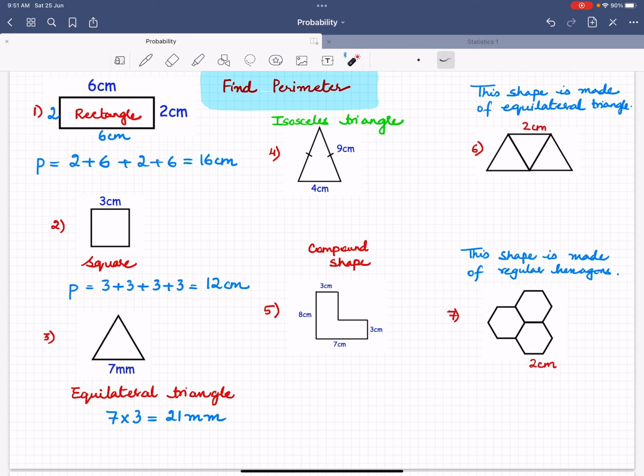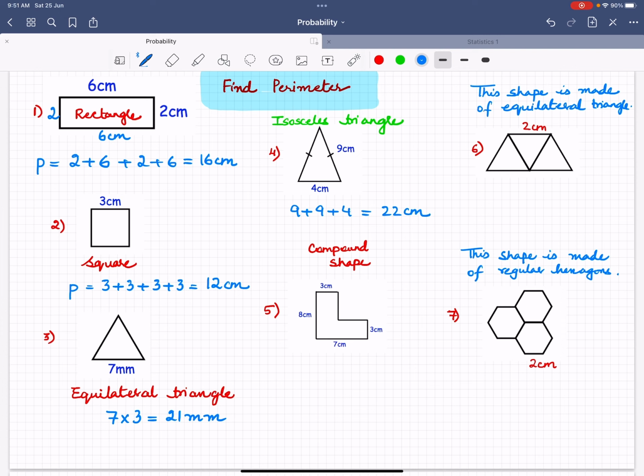Moving on to question number 4. Question 4, the shape given is an isosceles triangle. So what is an isosceles triangle? In an isosceles triangle, we have the length of two sides as the same, and those sides are indicated by these lines. So we know that if this side is 9 centimeter, then this side is also 9 centimeters. Hence we can find the perimeter by adding the lengths 9 and 4, and that gives us 22 centimeters.